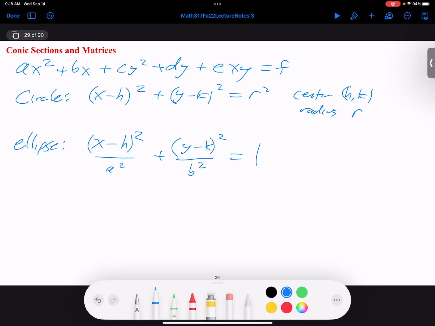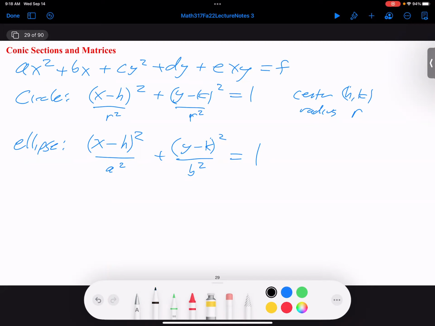This is written a little bit differently than the circle. So let's rewrite the circle in a way that's more symmetric. So I'm going to just divide through by r squared. And now it looks a lot like the ellipse. It looks like just the special case when a and b are the same.